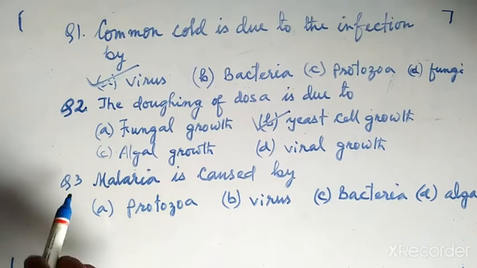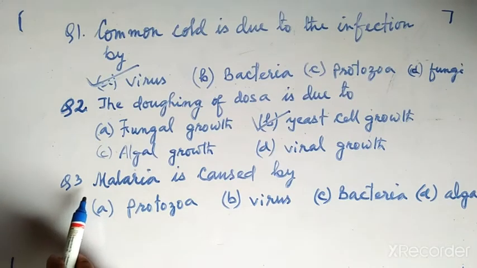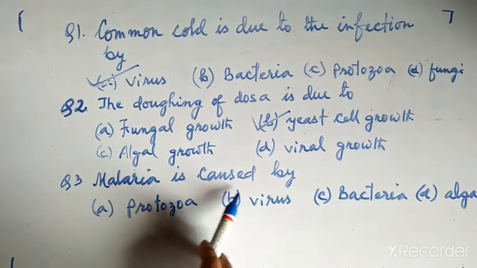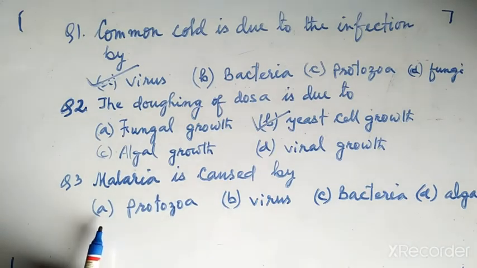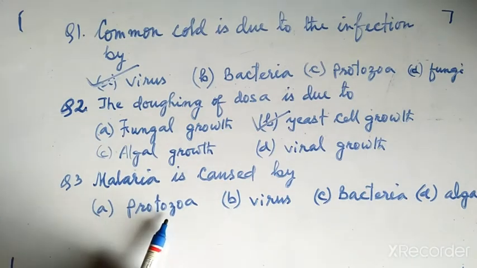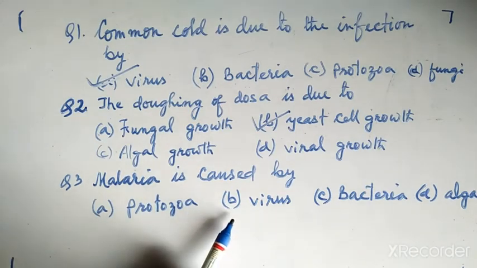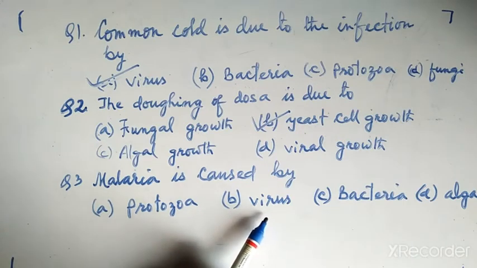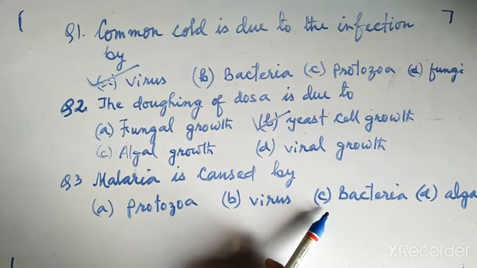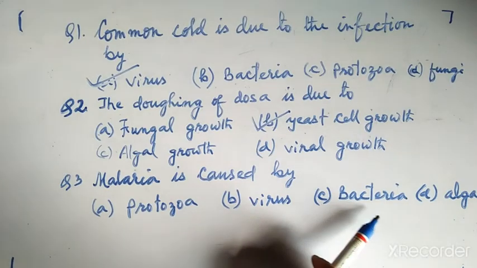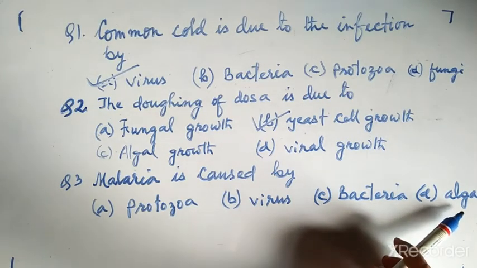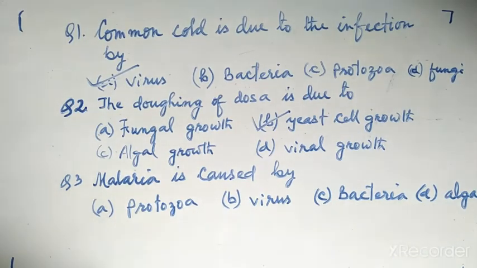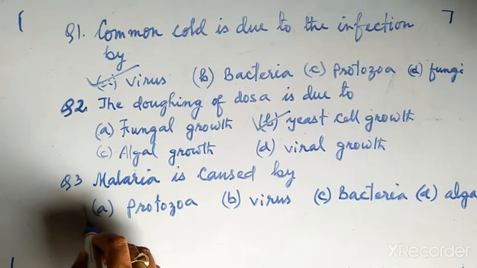Next, question number 3. Malaria is caused by option A, protozoa. Option B, virus. Option C, bacteria. Option D, algae. Actually, malaria is caused by protozoa. So the correct option is option A.